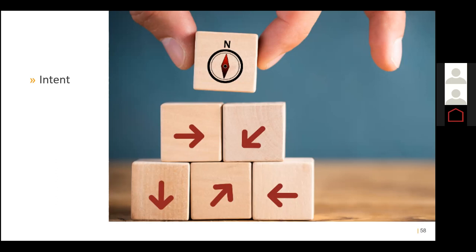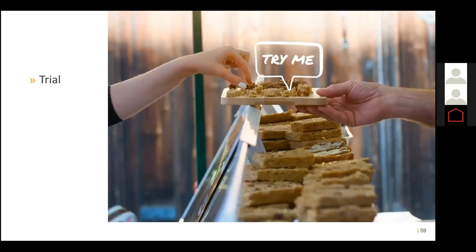Either the person is qualified to have intent or they're not. And so once they have said that within the next 18 months, I intend to do a review, we move down the funnel to trial. Trial is somebody who says, yes, send me a sample. I would like to experience the product. Or let's work on a project together, if you will. Let's date before we get married.